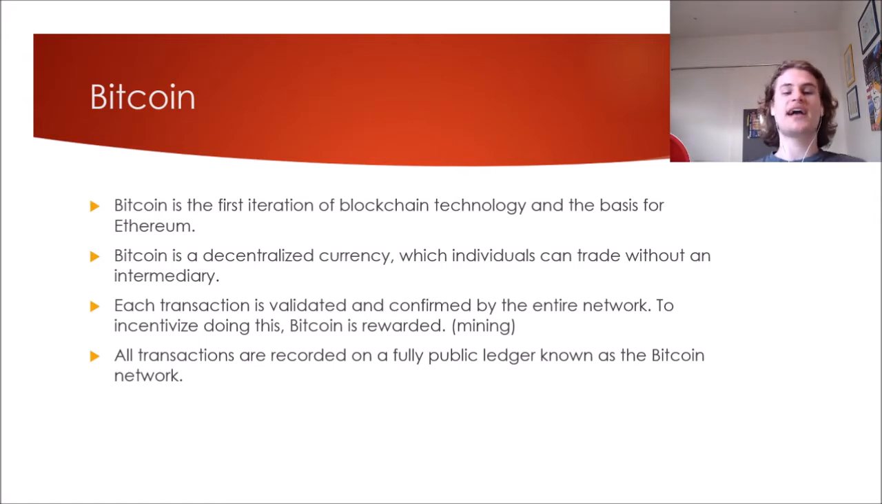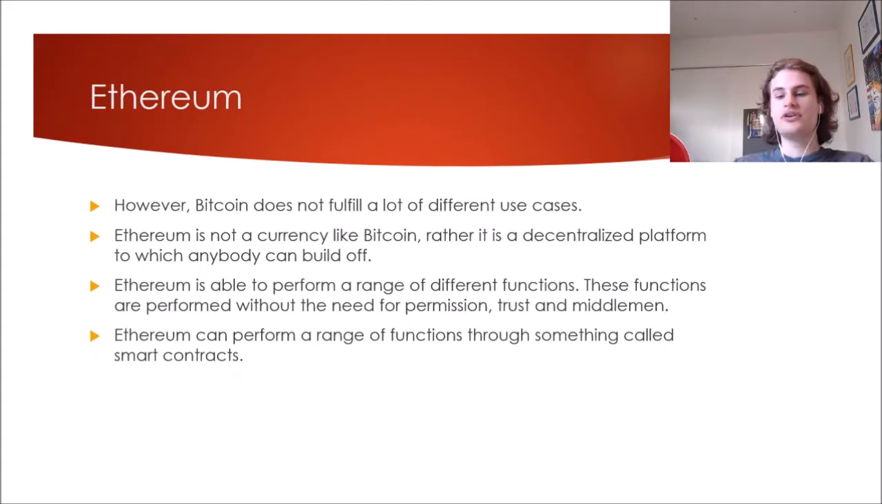Now, all transactions are recorded on a fully public ledger known as the Bitcoin network, so you can see every single thing that has ever happened on Bitcoin, right down to when Bitcoin was first created back in 2009. So, that was a low-level overview of what Bitcoin is, and now that we know what Bitcoin is, we can expand on it by introducing Ethereum.